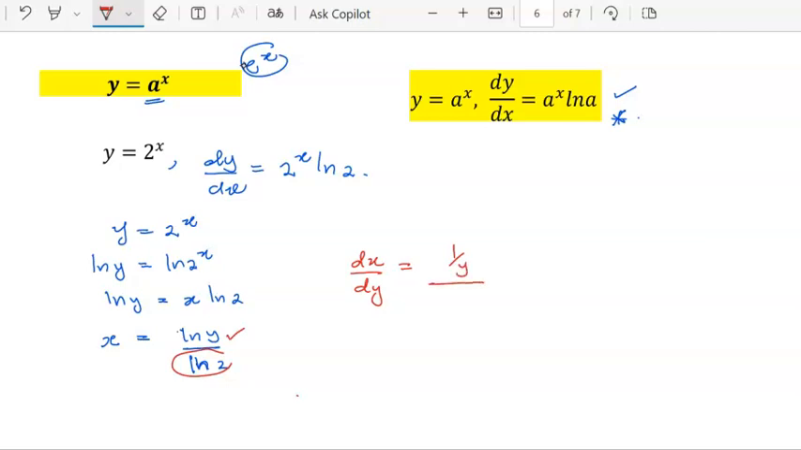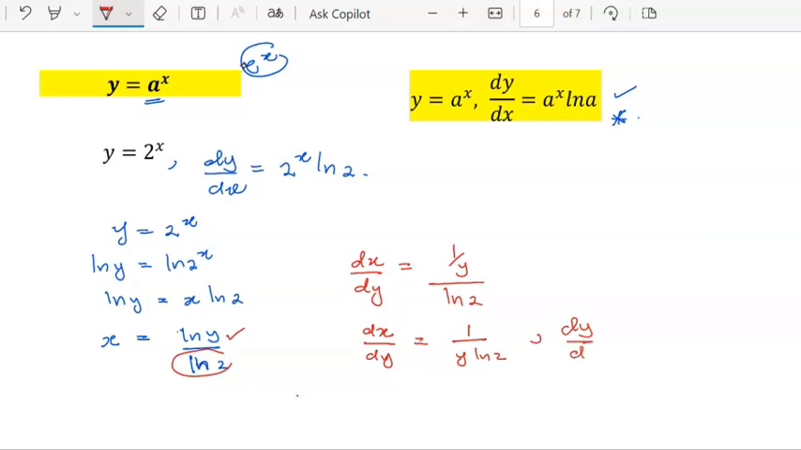Now all of it over what? All of it over the natural log of 2, because it's just a constant. That means, what's your dy/dx? Let us have dx/dy. How do you simplify this? This is 1 over y natural log of 2. That means, what's your dy/dx?